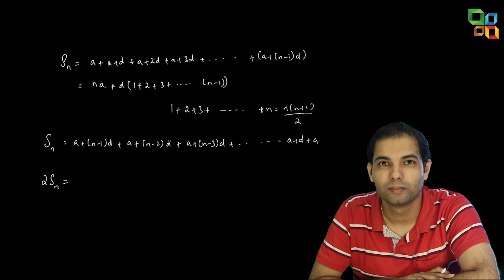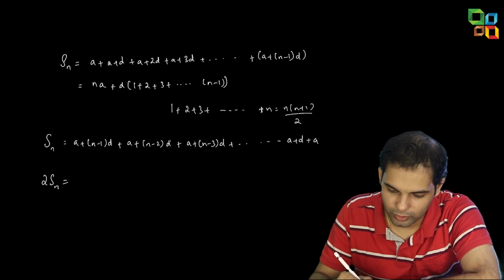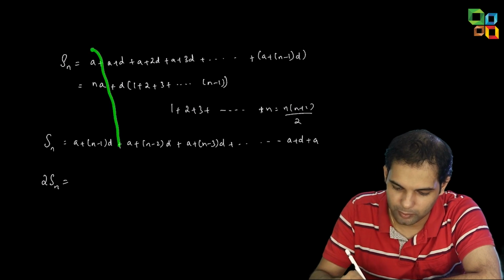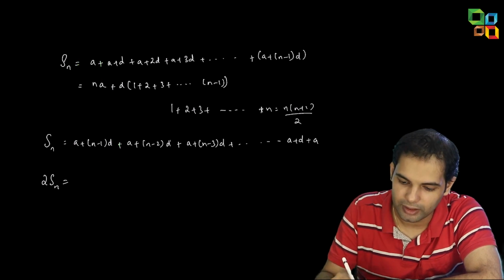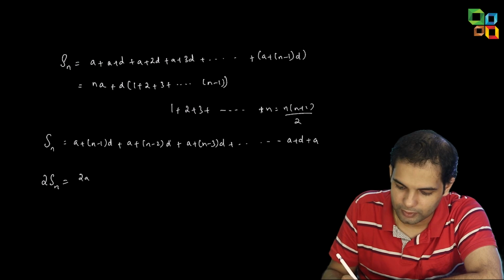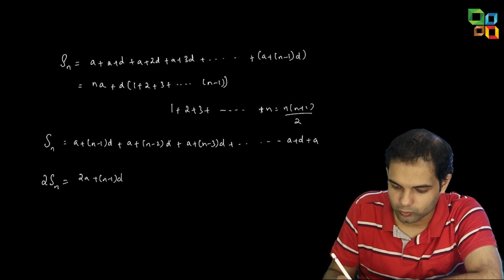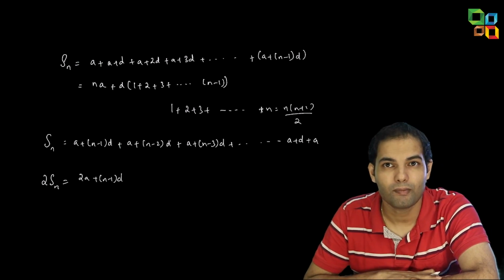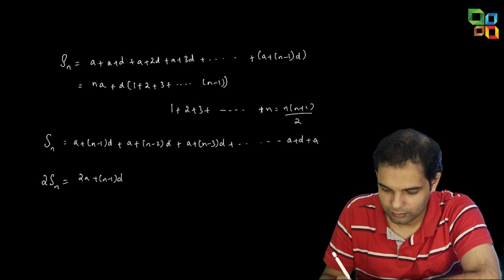Fine. Sn plus Sn, 2Sn. Okay. So here, let me see. I'm adding the first term only. Please look at the first term. It is 2a plus (n minus 1) into d. Fine. All agree? Okay.